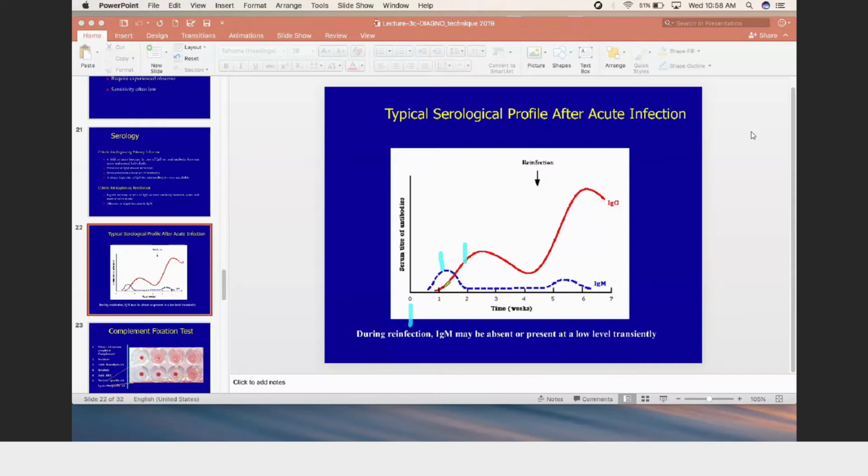This is just what we call a visualization. You may not get it in an actual case; it depends on how good you are at doing the test. It could be lower than this, but the principle is still the same. You see IgM, normally very high within the first week to second week. Then after that, it reduces to the base. In reinfection, you still have IgM, but very much lower than this. Still detectable, but very much lower than the first time.